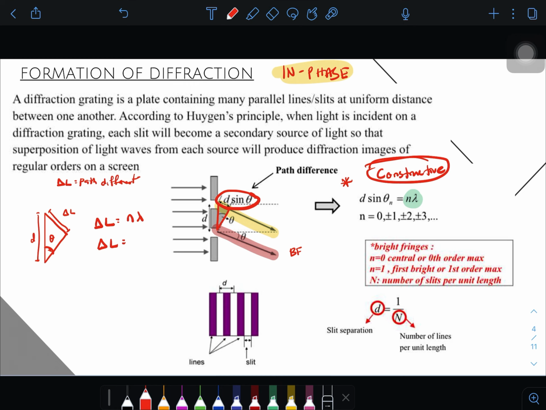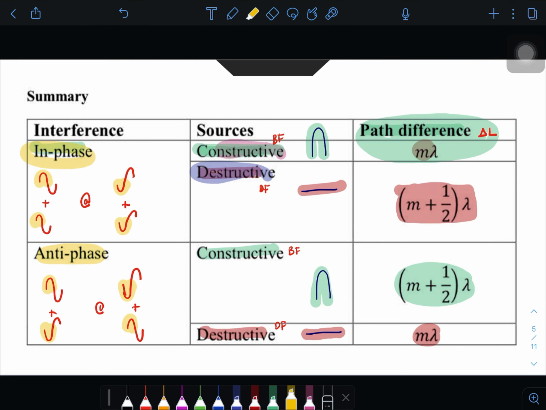Kalau kita nak ambil segitiga ini, we are using D sin theta. Kenapa sin theta? Angle dekat sini, because sin theta equals opposite, iaitu delta L over D. So kalau kita nak delta L, it is D sin theta. So kita tahu yang pertama disebabkan dia ialah in phase dan kita ambil bright fringes, so delta L ni ialah N lambda. From here, in phase kita ambil constructive, dia ialah M lambda.